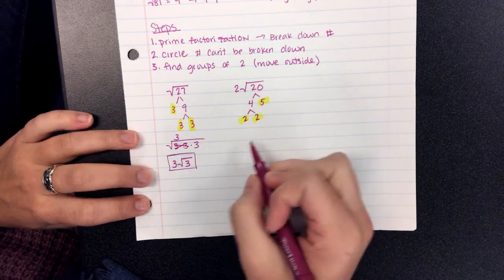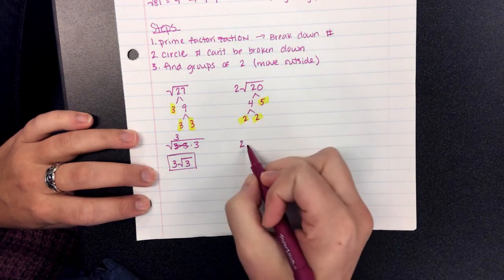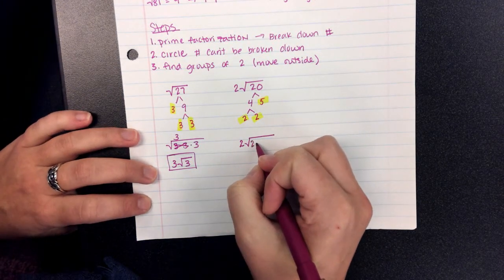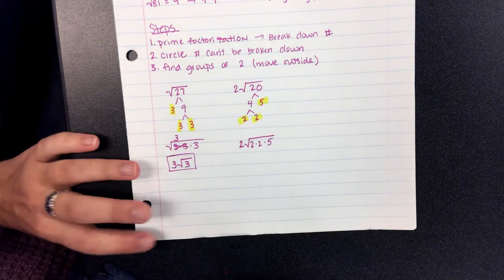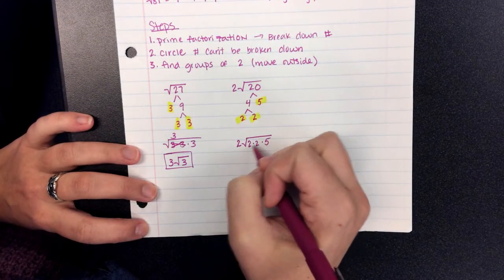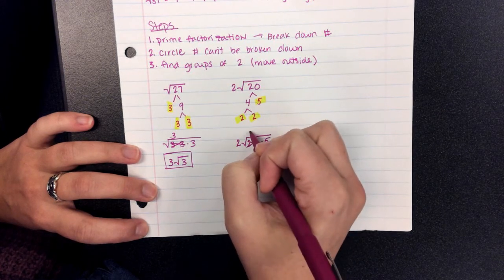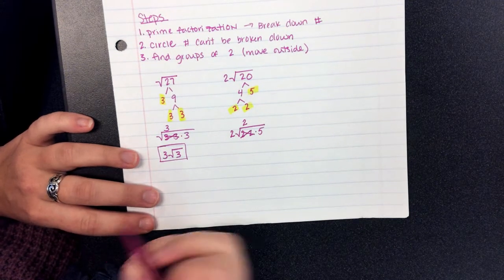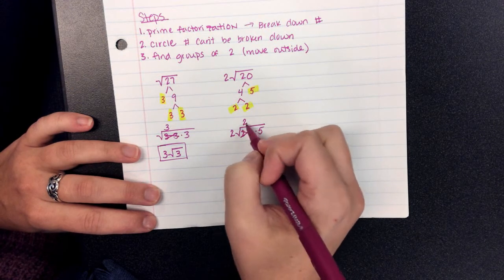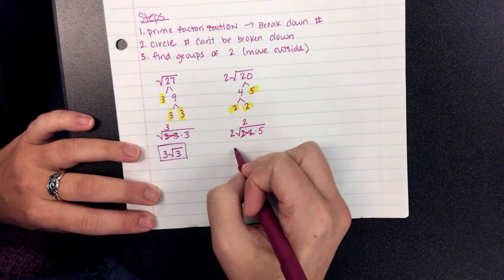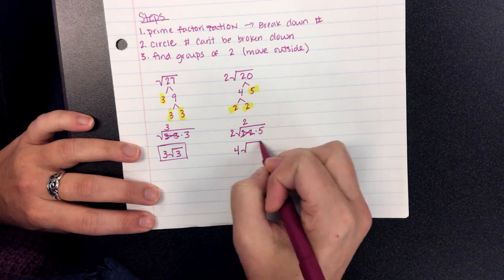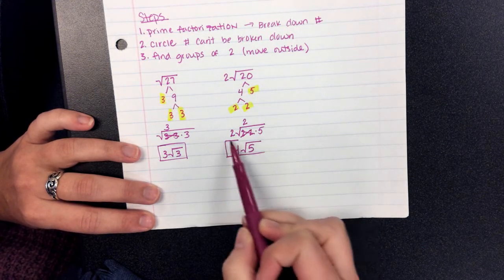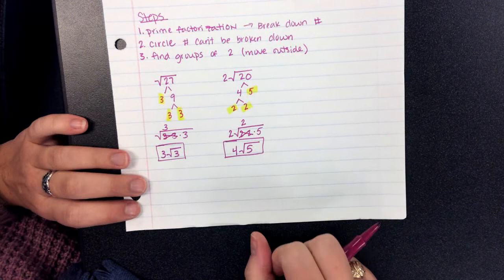Now, this 2 on the outside has to stay there. Then I have my square root. Everything highlighted goes inside: 2 times 2 times 5. I'm looking for groups of 2. I see a group of 2, so I cross it out and bring one number outside. I see no other groups of 2. Now I have outside times outside, so 2 times 2 is 4. Inside, there's nothing left except the 5. So 2 square roots of 20 breaks down to 4 square roots of 5.